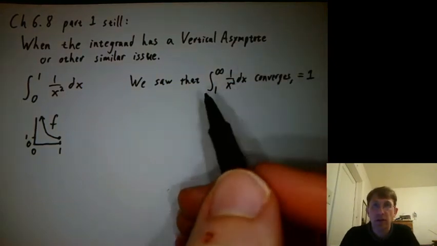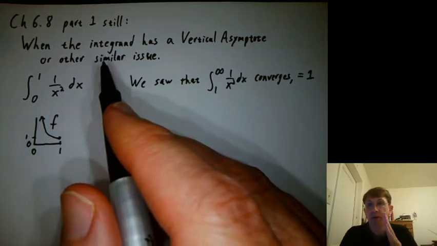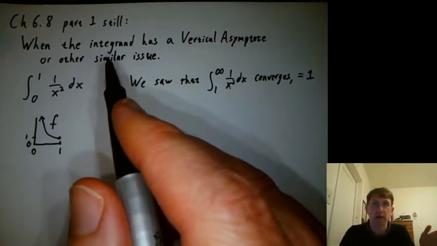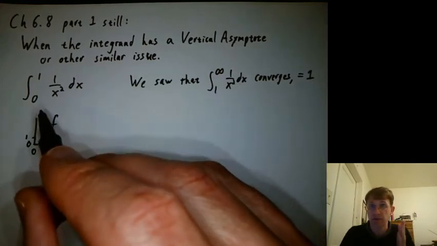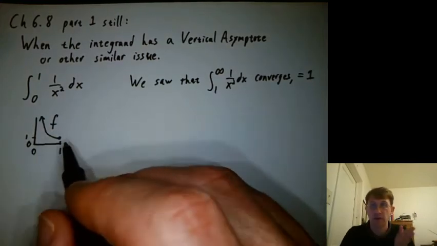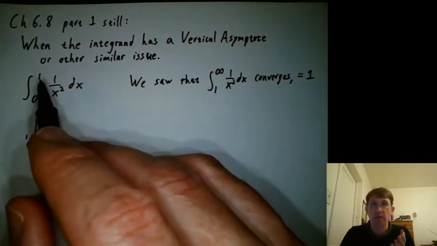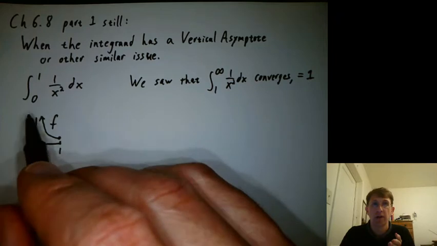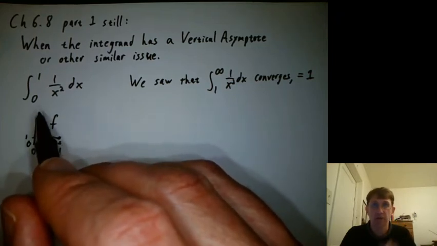Right, here's the other big topic in chapter 6.8, part 1. We had been talking about integrating horizontally to infinity, but now let's talk about what happens when the function value itself goes to infinity, even if the domain of integration is finite. But let's think about this. The integral from 0 to 1 of 1 over x squared looks like this. As x gets close to 0, 1 over x squared shoots off to infinity.